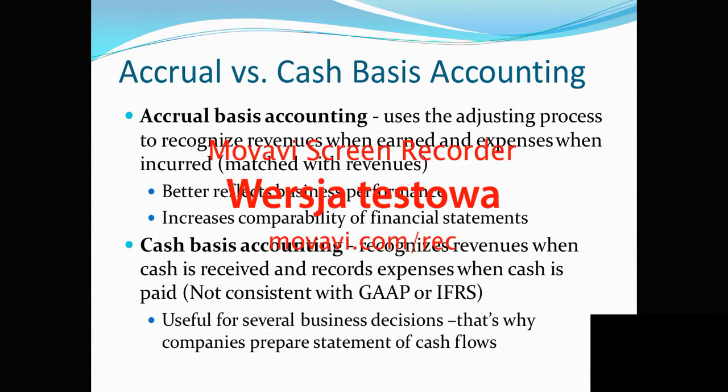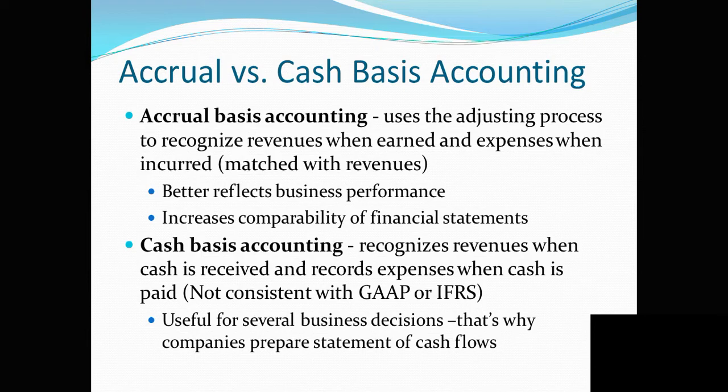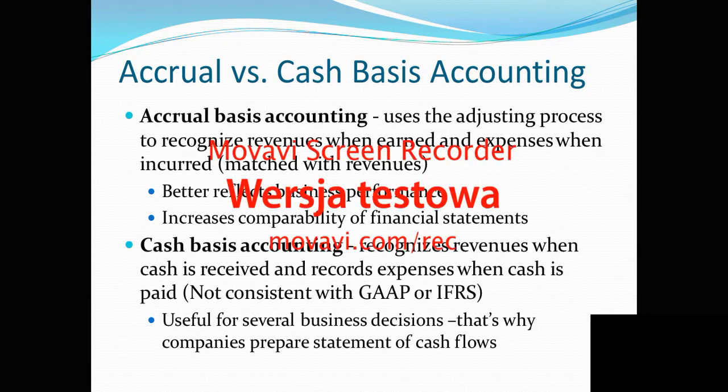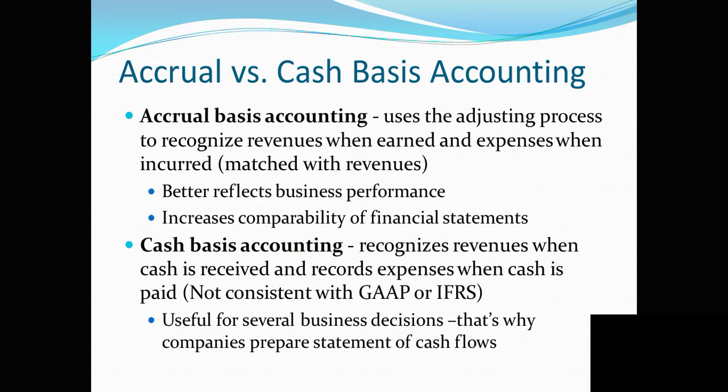So the main difference is that in accrual basis accounting we don't wait until cash is paid. So we can recognize revenues and we can match those revenues with the relevant expenses. Whereas in cash-based accounting, theoretically, you should wait until cash is received to recognize certain revenue. And cash is important for a business. That's why there is a separate financial statement called the cash flow statement, or statement of cash flows.